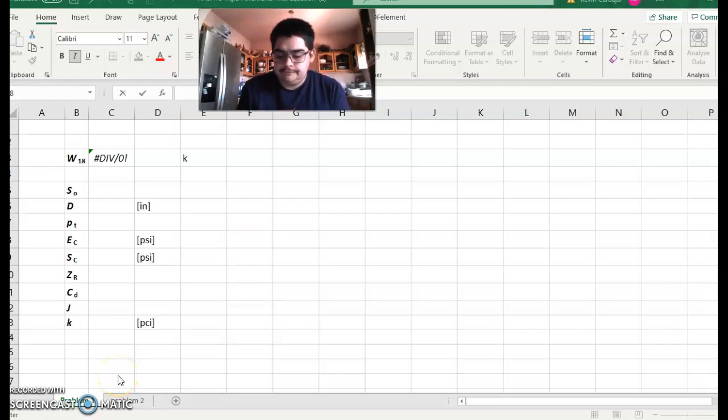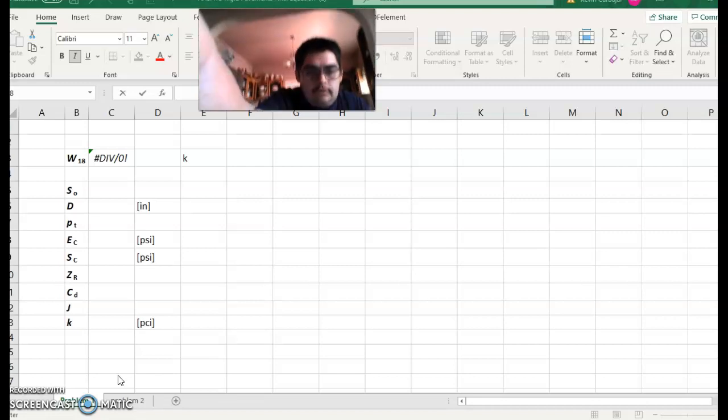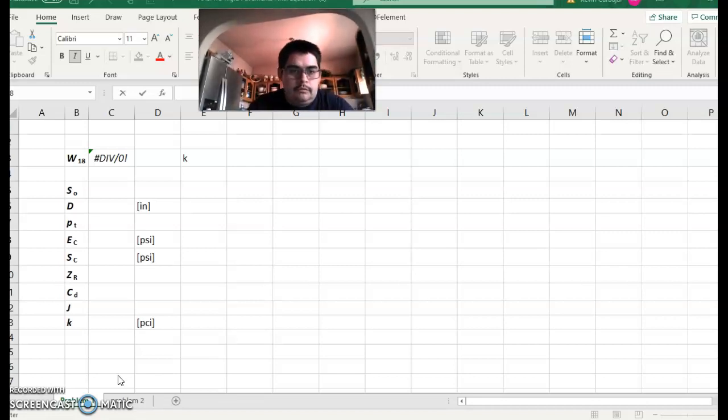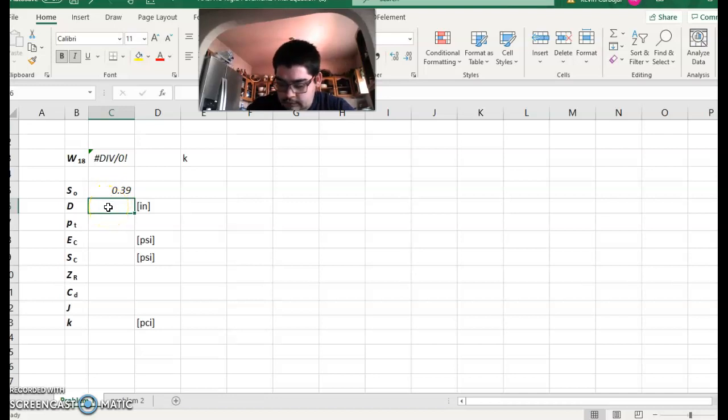So I'm gonna solve problem 12.7. My S0 for a rigid pavement is gonna be 0.39. The thickness of it is gonna be 8 inches. My ΔPSI is gonna be 2.5, because 4.5 minus the 2.